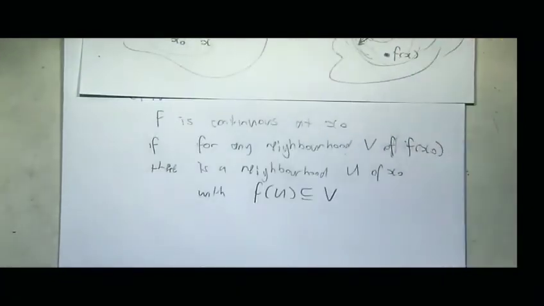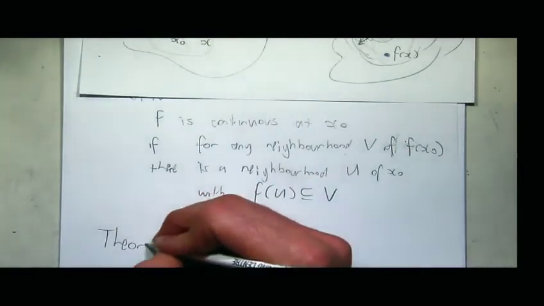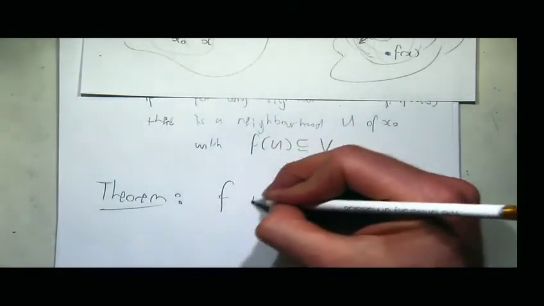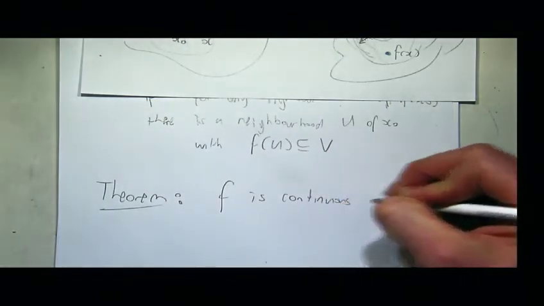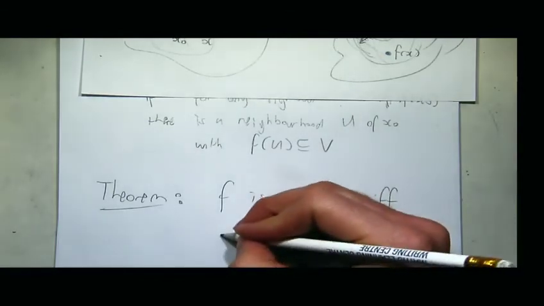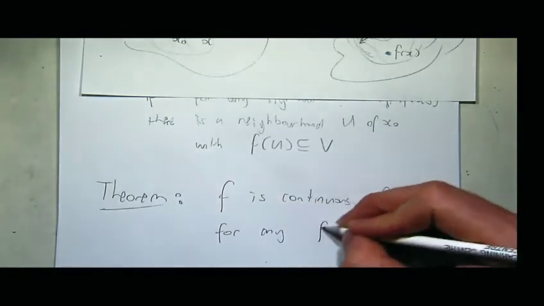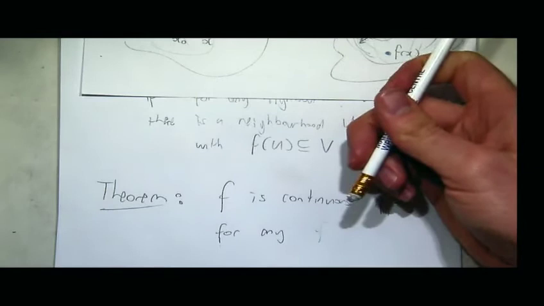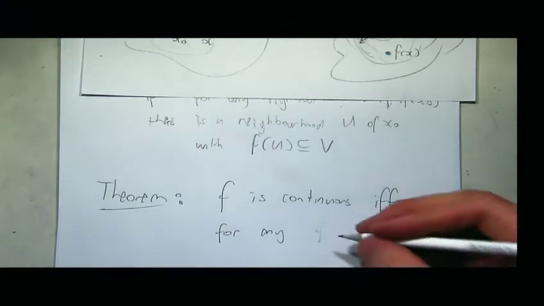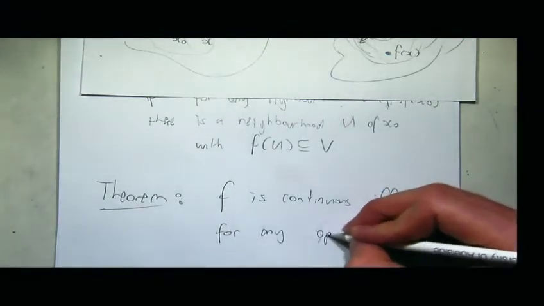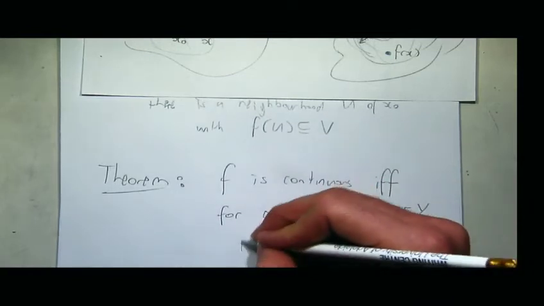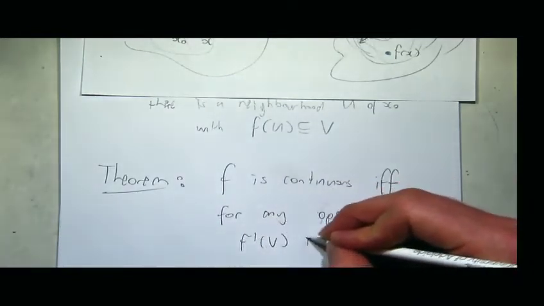But there's this theorem, and it's really important to have a theorem at this point. My theorem goes: f is continuous if and only if, for any f, this is continuous on the whole set, right? If and only if for any open set V which is contained in Y, the pre-image of V is open.